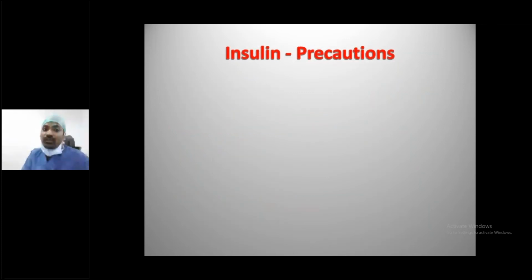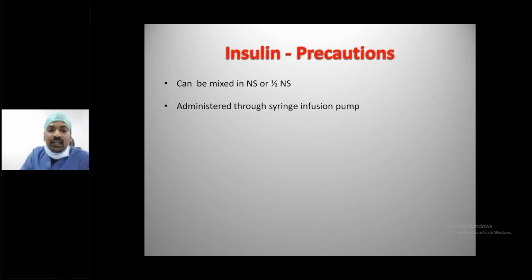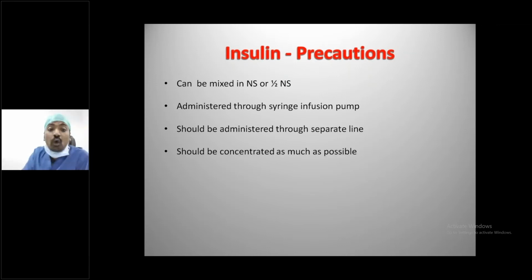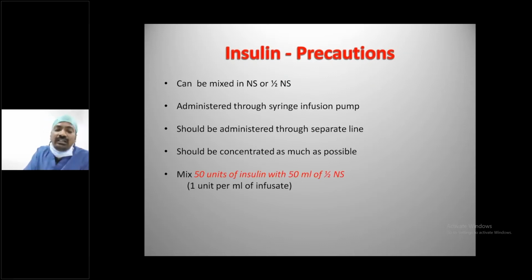So what are the precautions we need to take before starting insulin? Insulin can be mixed with NS or half NS. It should be administered through a syringe infusion pump to control the rate of administration, and it should be administered through a separate IV line. It should not be mixed with IV fluids, and it should be concentrated as much as possible. So the ideal concentration is to mix 50 units of insulin with 50 ml of half NS or NS, that comes to the strength of 1 unit per ml of infusate.